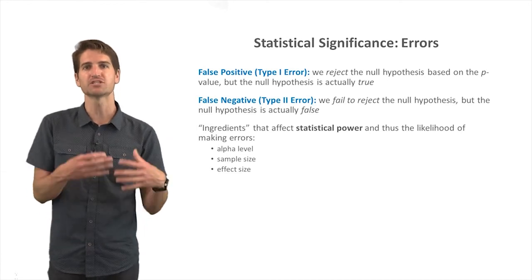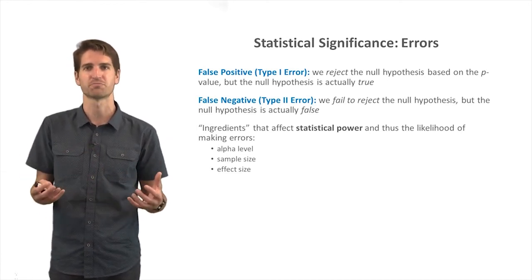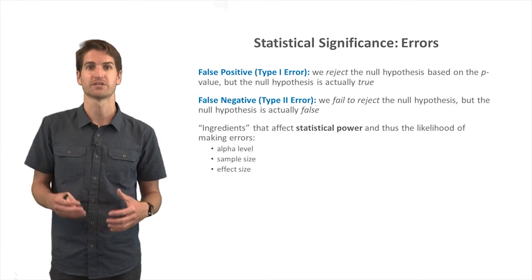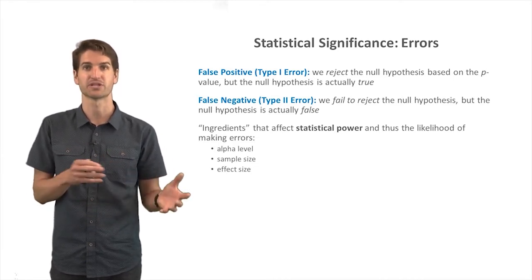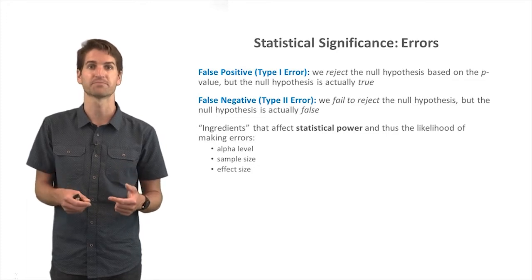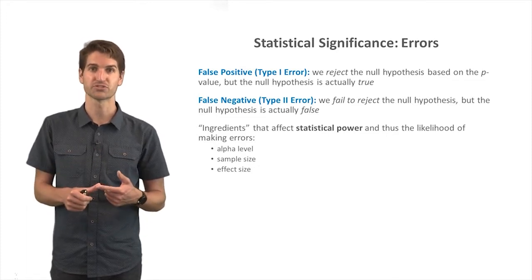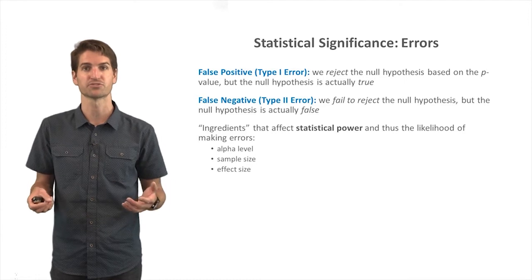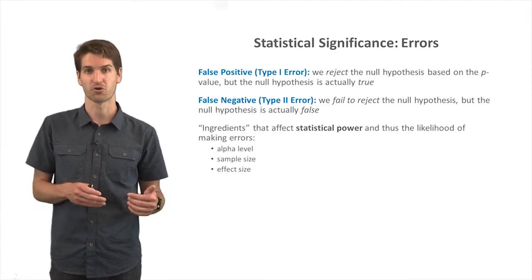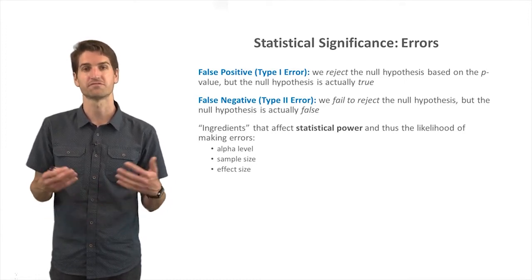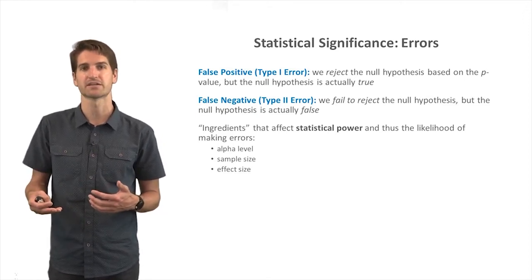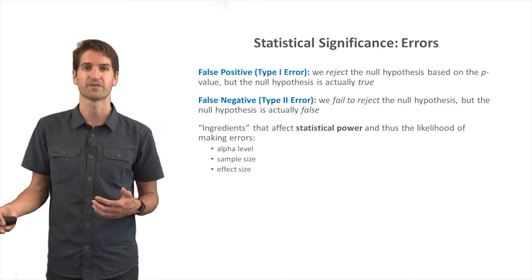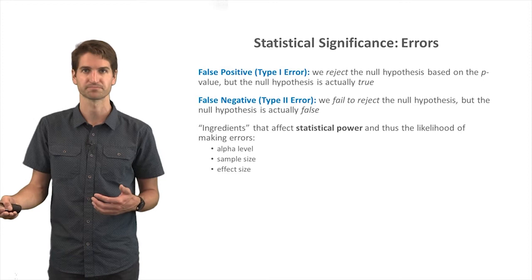Now, the ingredients when it comes to this concept of statistical power really have to do with what you set your alpha level at. That's going to affect those error rates and the types of errors you make. Also your sample size, where generally the larger your sample size is, the fewer errors you're going to make. And then finally, your effect size. Typically it's going to be easier to detect effects that are larger compared to those that are smaller. So larger effects are typically easier to find.